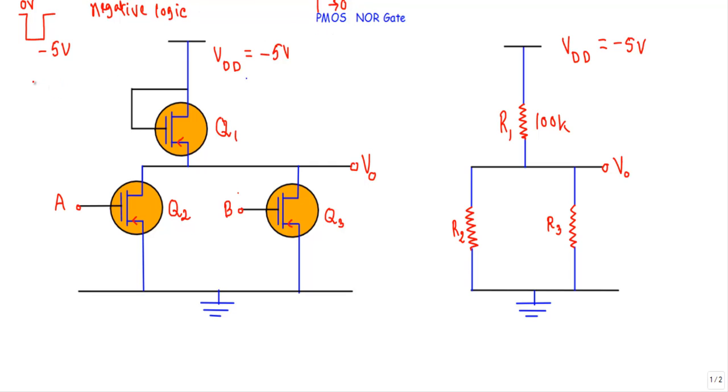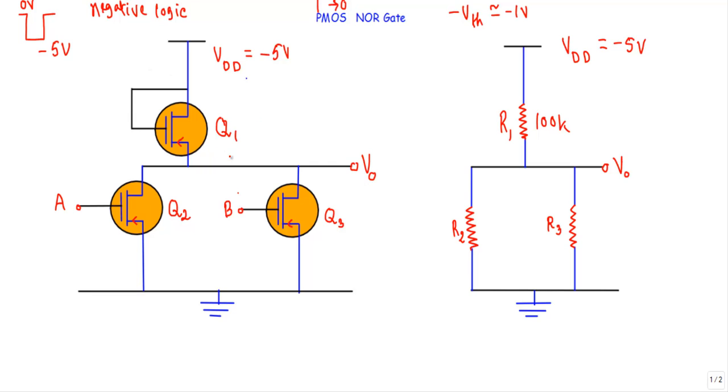Why do we have to apply negative voltage for logic 1? The threshold voltage of a PMOS is a negative number, let's say around minus 1 volt. To turn on the PMOS, I have to apply a greater negative voltage. That means here I am applying minus 5 volt to specify logic 1.